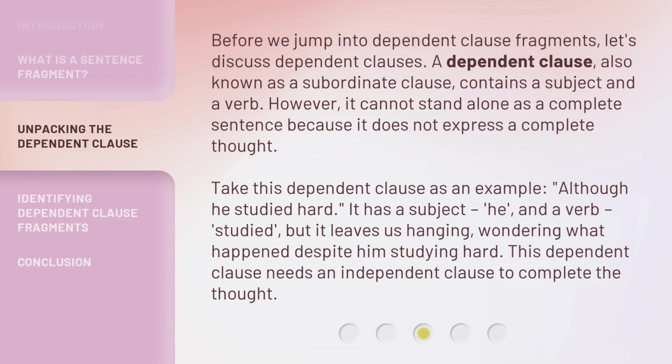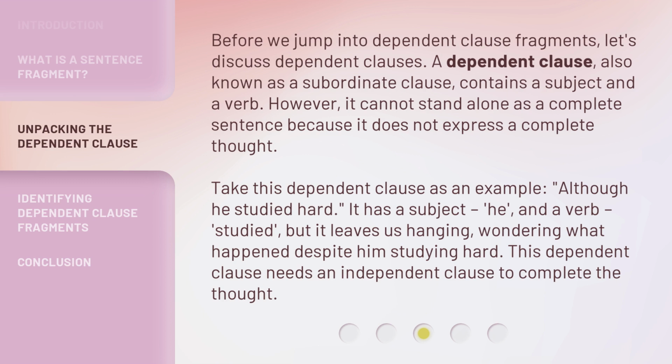Before we jump into dependent clause fragments, let's discuss dependent clauses. A dependent clause, also known as a subordinate clause, contains a subject and a verb. However, it cannot stand alone as a complete sentence because it does not express a complete thought.